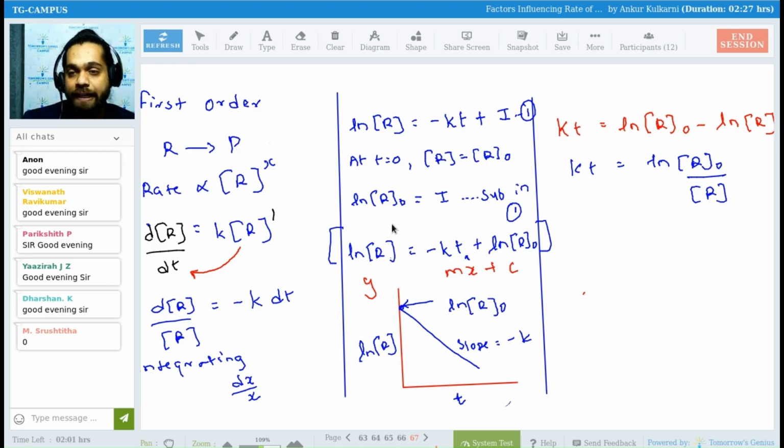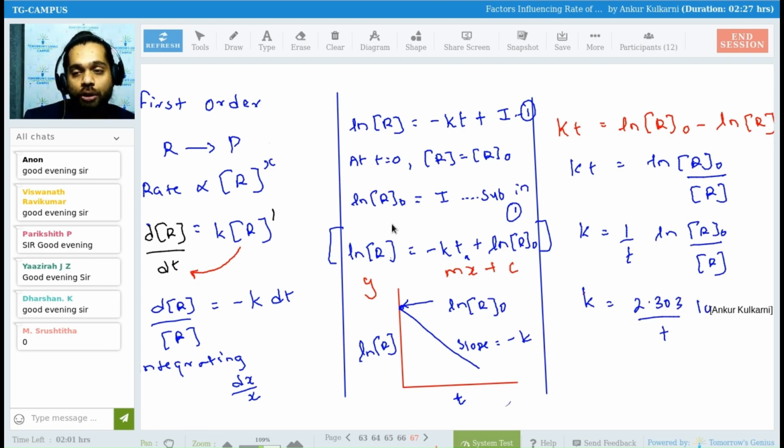Okay, so over here I can get the value of k. K is nothing but 1 by t ln of r naught by r. Okay, and if I remove the ln, what I'll get? K is equal to 2.303 over t log of r naught by r. Come on, write it down. Very important. This is your first order. Come on, write it down, everyone. And done in the chat box. Come on.